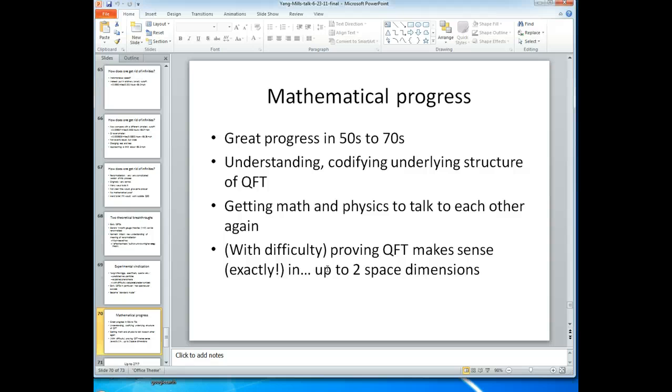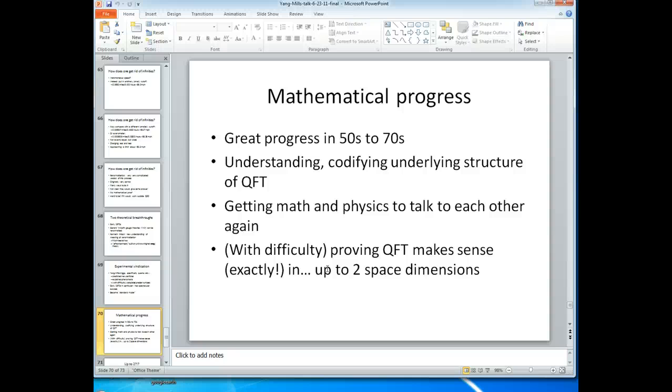Now let me just say a little bit about the mathematical side here, because I'm a mathematician, I'm coming at this from a mathematical point of view, even though most of why this is interesting is that it's about the real world, it's physics. What about the mathematical side? There was great progress in the 50s to 70s in understanding and codifying the underlying structure of quantum field theory.